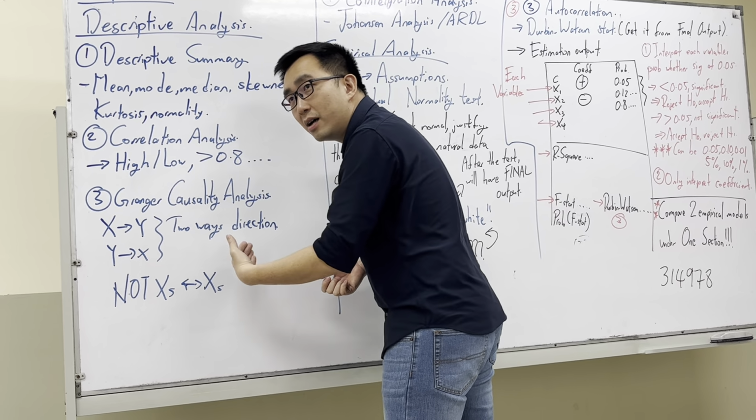BLUE has a lot of assumptions. But our data is panel data, so we focus on a few assumptions only. The first one is the residual normality test. The residual should be normal, like the normal bell curve.